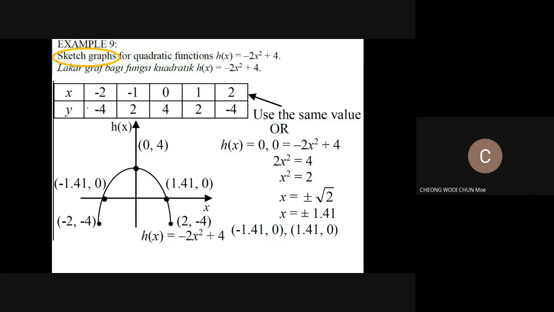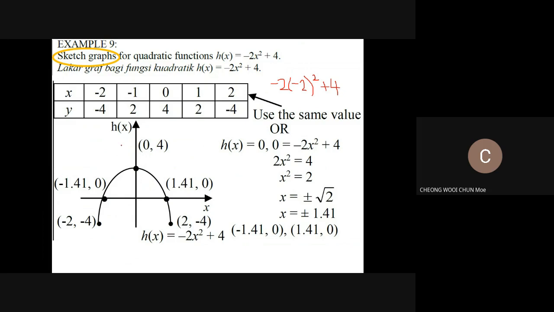Okay, so x is negative 2. Negative 2 here, put squared, plus 4. Use calculator, you get h(x) equal to negative 4. Then you put negative 1 inside also: negative 2, bracket, negative 1 squared, plus 4, you get 2 on the calculator. 0: negative 2, bracket, 0 squared, plus 4, you get 4. 1: negative 2, bracket, 1 squared, plus 4, you get 2. 2: negative 2, bracket, 2 squared, plus 4, you get negative 4.